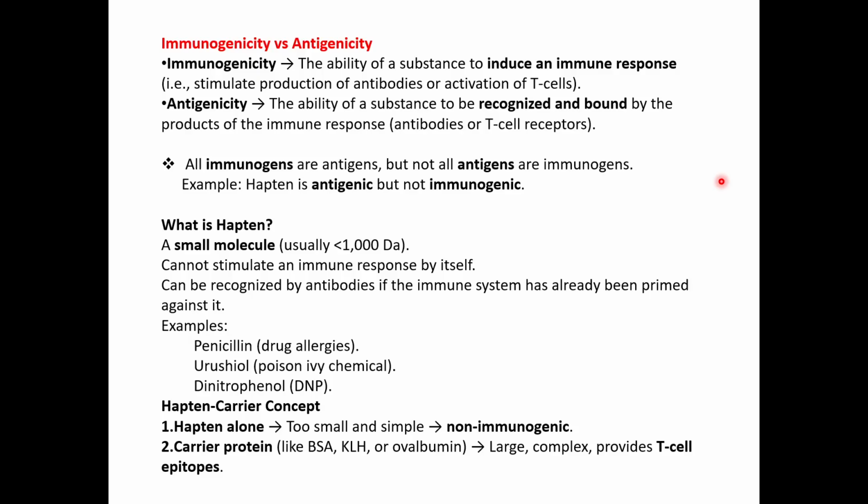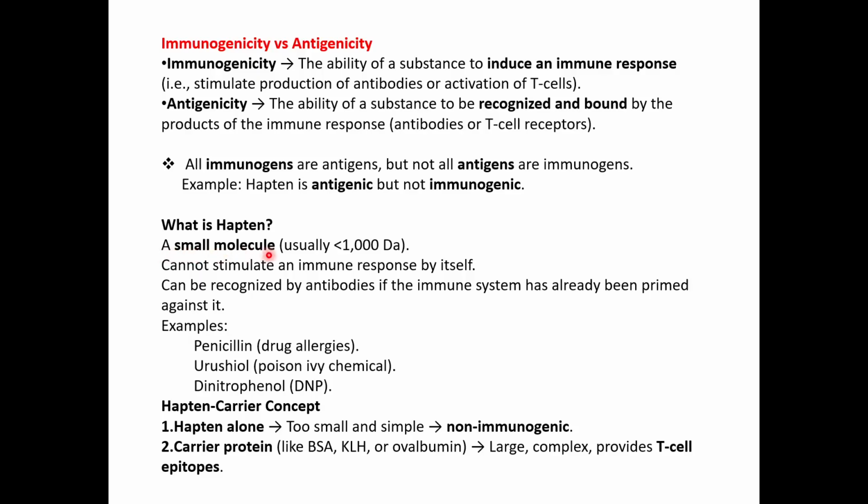So sometimes an antigen might not be able to invoke an immune response, so it will not be immunogenic in nature. So that time we can combine it with a hapten molecule to make it immunogenic. So what is a hapten? A hapten is a small molecule, usually an antigen which is not an immunogen. So it will be combined with a carrier molecule to make it an immunogen.